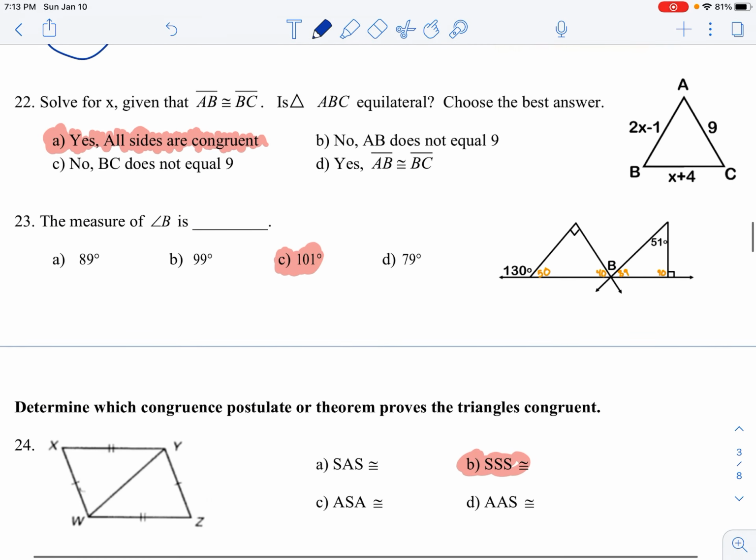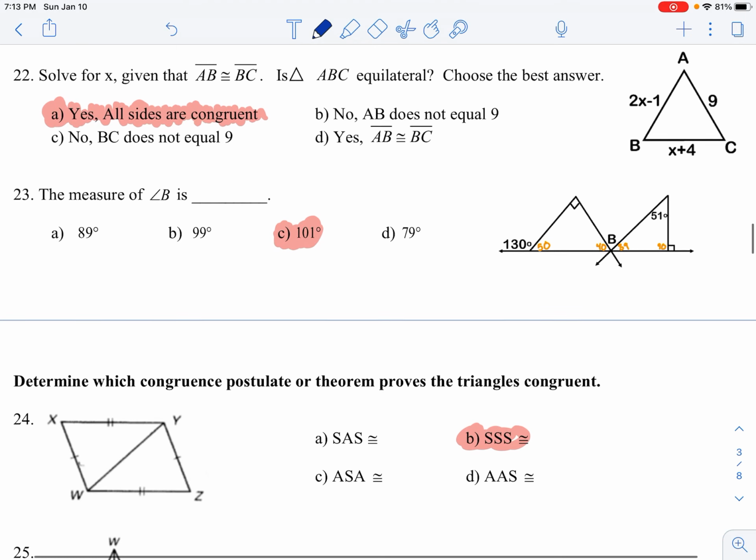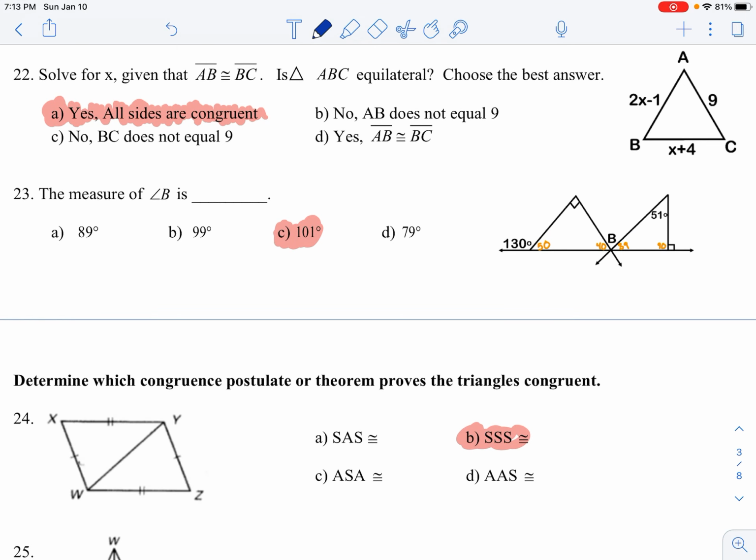Number 22. It says solve for x given that AB is congruent to BC. Is the triangle equilateral? It says choose the best answer. Well, the way that I would figure this out, it says solve for x so that they are equal. So we're finding which x value would make them equal. To do that, we're going to set them equal to each other. So 2x minus 1 equals x plus 4.